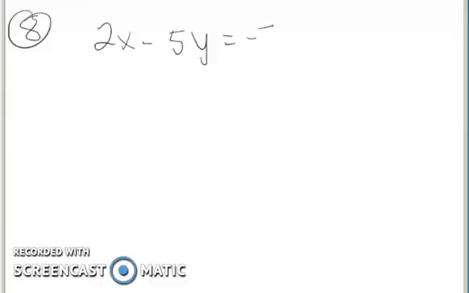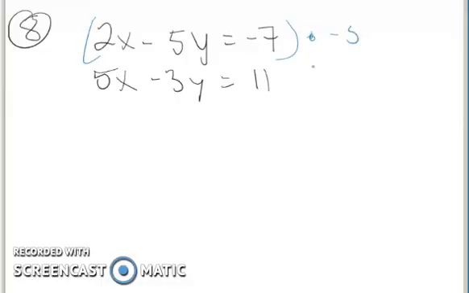Number 8. So many problems. All right, we can choose any method we like for this problem. We get 2x minus 5y equals negative 7, and 5x minus 3y equals 11. Again, I want to get the same coefficient, so I'm going to multiply the top by a negative 5, and the bottom by a positive 2, and what that's going to do is make this one negative 10 and this one positive 10.